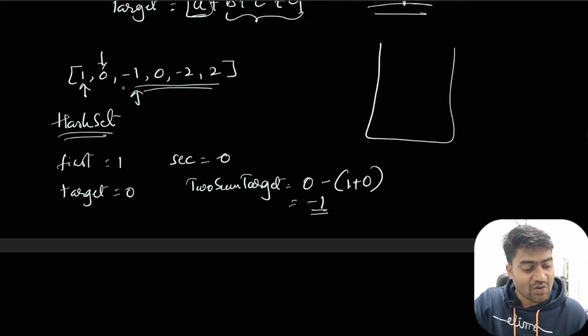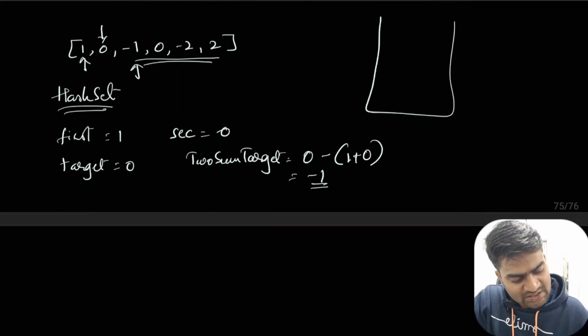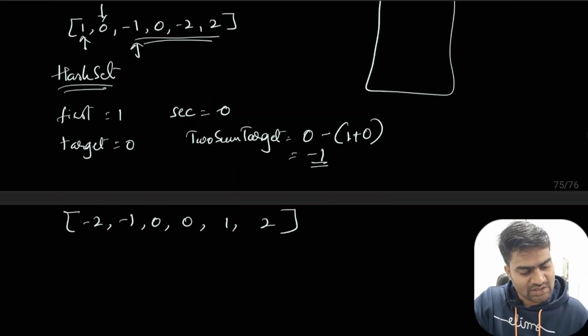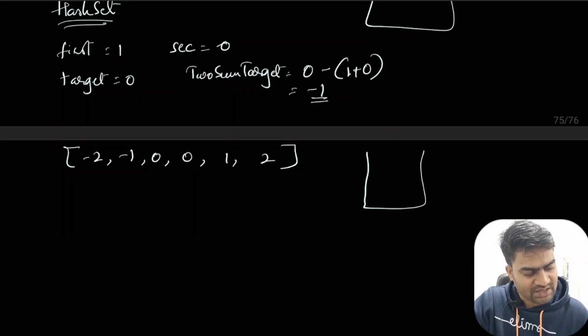Here we also sort all these numbers, so that it becomes easier for us to skip the duplicate numbers. Why skip? Again, you can watch that in the three sum problem. So now I will first sort this entire array, so it becomes -2, -1, 0, 0, 1 and 2. Okay, so now let's consider this as our hash set.